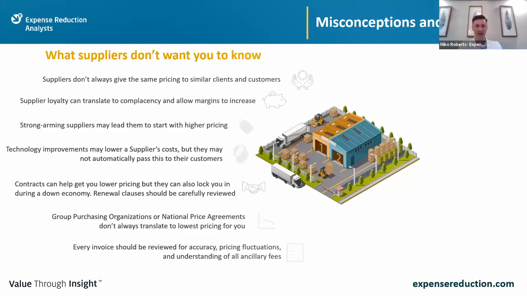We talked about this a bit. Strong arming suppliers may lead them to start with higher pricing, right? If they think you're going to be a difficult customer or someone they may not want to work with, they may start at less optimal pricing than if they said, hey, this looks like an account that is really going to work well for us, that fits our profile and is the kind of business we want to work with. They may come in with more aggressive and optimal pricing in that scenario. So strong arming, like we said, is not always the best way to go.